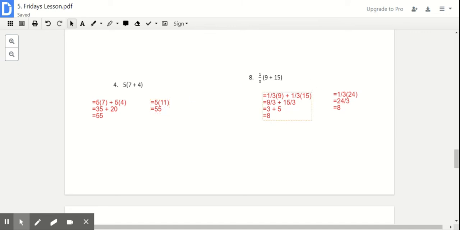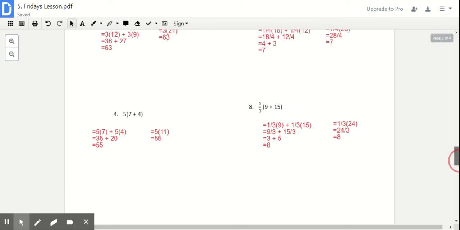Lastly, number 8, 1/3 times (9 plus 15). So we have 1/3 times 9 plus 1/3 times 15, which is 9/3 plus 15/3, which also gives us closer to one step, which is 3 plus 5, which equals 8. Then if we just solve the parentheses first, 9 plus 15 is 24. So 1/3 times 24, which is 24 thirds, which equals 8.